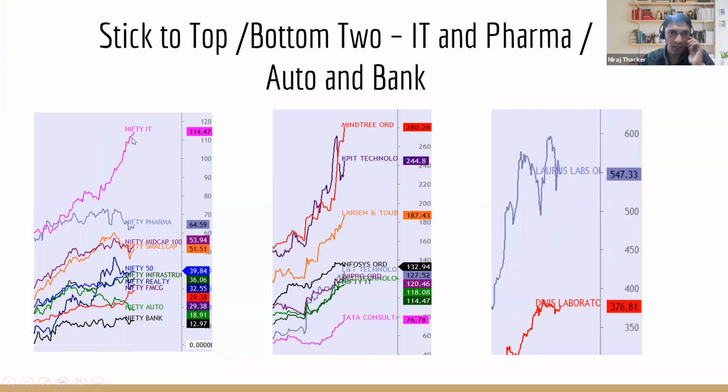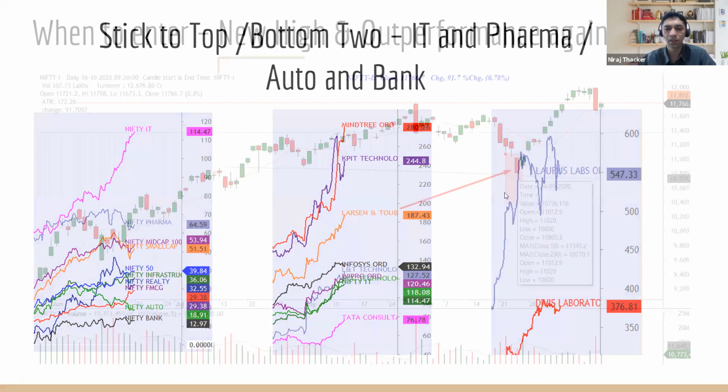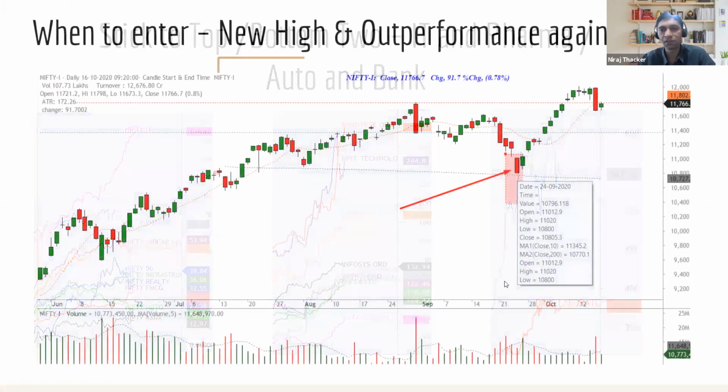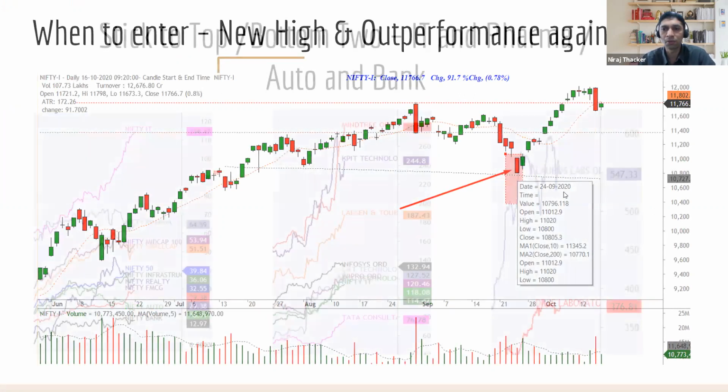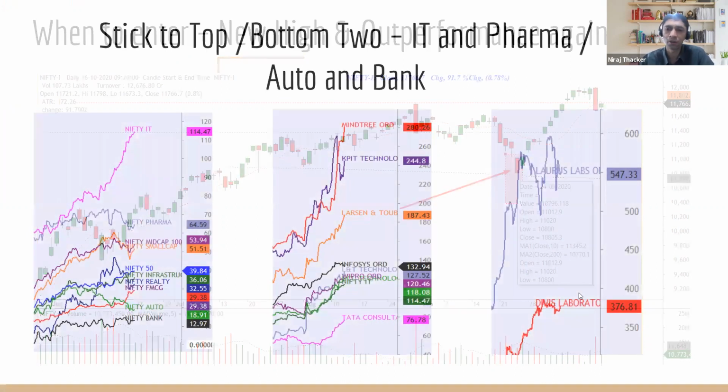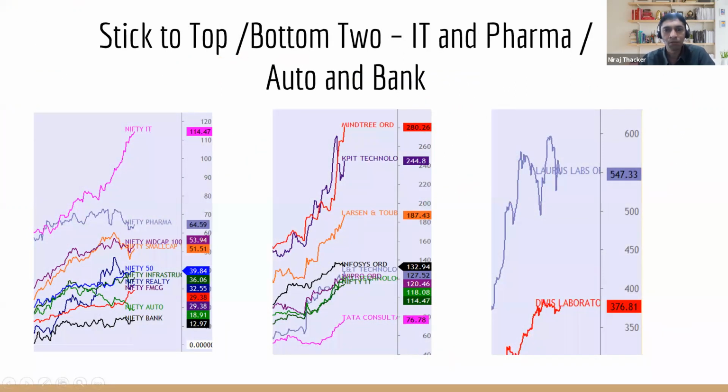So here what I have done is Nifty IT. Mindtree and KPIT you can use, or LNT. If you have some data, you can go for LNT also. And in pharma, it is Laurus Labs and Divis Laboratories. Laurus Lab I hold in my portfolio. Divis Laboratory you can use for hedging or options, or you can buy in cash also, no problem. But try to stick to the strongest, that is the top 2. Don't go below that, otherwise it will create confusion for you, correct? You will not get the confidence.